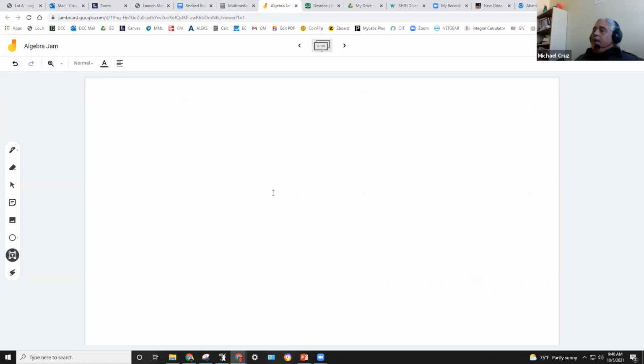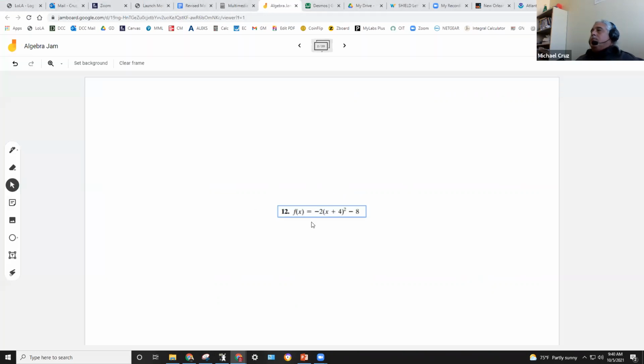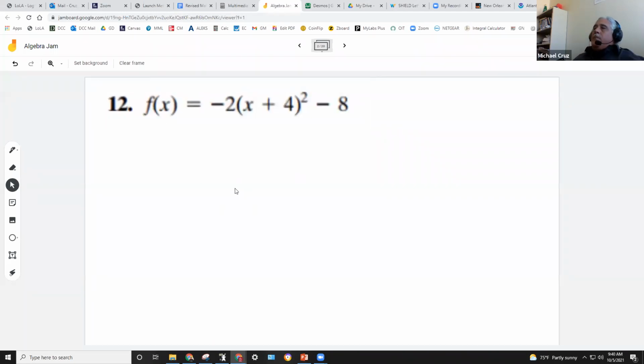All right, now this one is slightly different because it's got that negative in front. All right, so the vertex is real easy to find. Well, first of all, let's just say this one, in other words, it's like half a McDonald's arch. It's opening downward. All right, so let's just put that bit of information there.